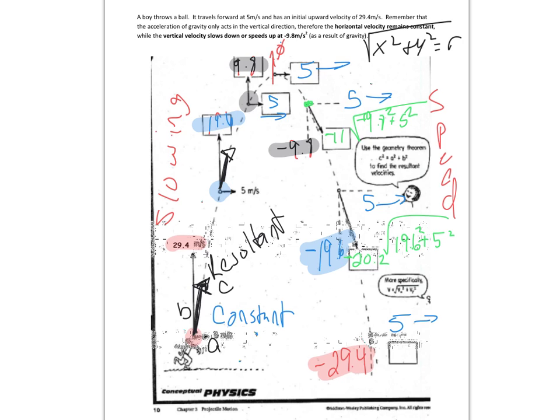Last one to try down here, I'm moving down at 29.4, so that's my y component. Moving forward at 5 meters per second, that's my x component, so x squared plus y squared. So at this point, it's moving down with a result of roughly 29.8 meters per second. In that downward direction, I'm going to put that negative direction component on there.